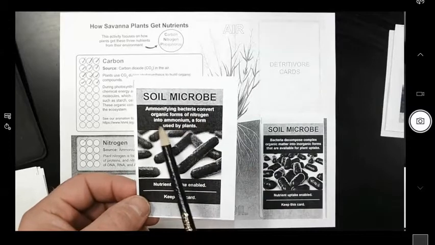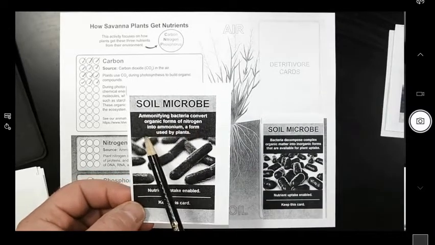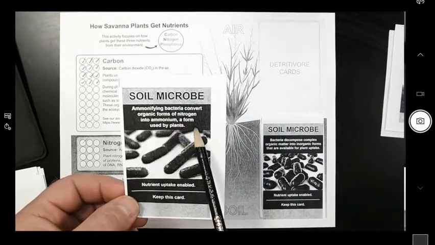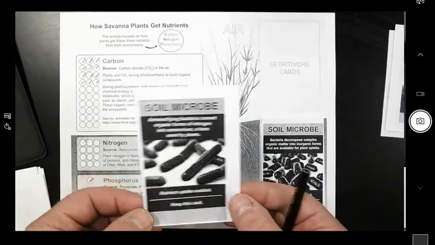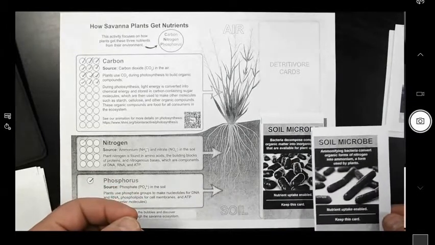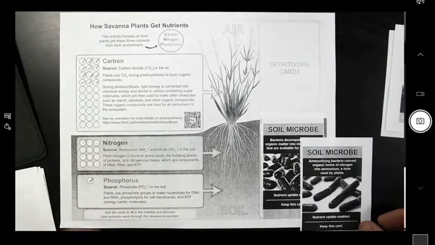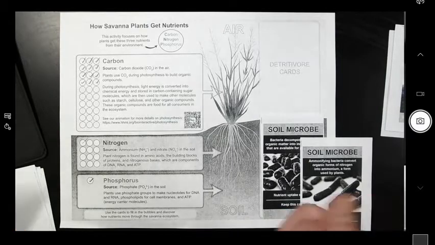Ammonifying bacteria convert organic forms of nitrogen into ammonia, a form used by plants. Nutrient uptake enabled. Keep this card. So now we've got a couple of different soil microbes, and for the simplicity of this game, they both do the same thing with nutrient uptake enabled. Obviously, in real life, it would be slightly different.